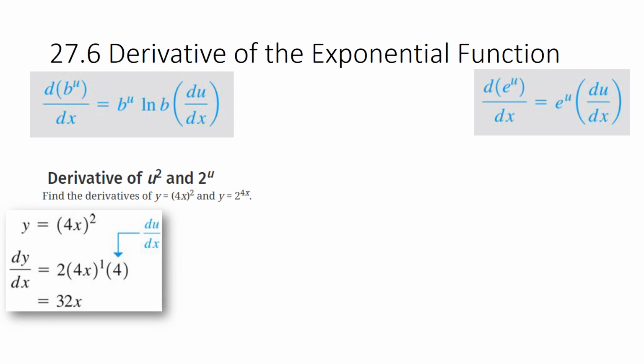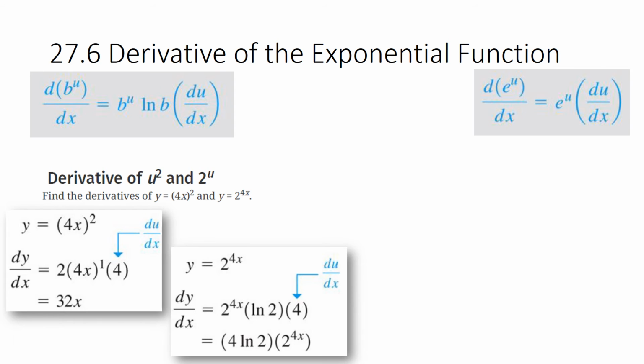Now if I do the opposite and I've got the constant at the base and the power of x in the exponent, let's see how that works. y equals 2 raised to the 4x power. So here, the derivative of y with respect to x is equal to 2 raised to the 4x power multiplied by the natural logarithm of the base, natural logarithm of 2, multiplied by the derivative of that function. So you can see that 2 raised to the 4x is very different than 4x raised to the 2. When you take the derivative of the first one, you end up with 32x. And when you take the derivative of the second one, you end up with 4 times the natural logarithm of 2 multiplied by 2 to the 4x.